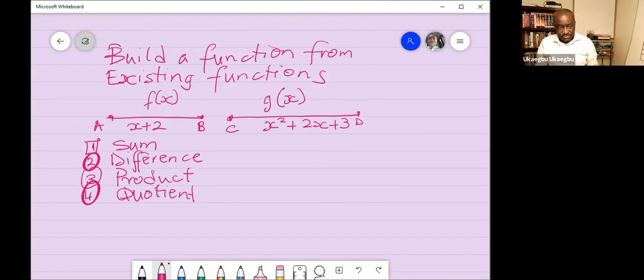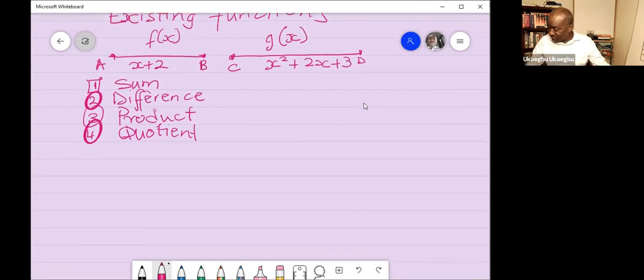Okay? So all these things are just big words. Sum is just add. Difference is just subtract. Product is just multiply. Quotient is just divide. So don't worry about all the big grammar, but use them nonetheless. Now, considering those two functions we have right now, we can do sum.